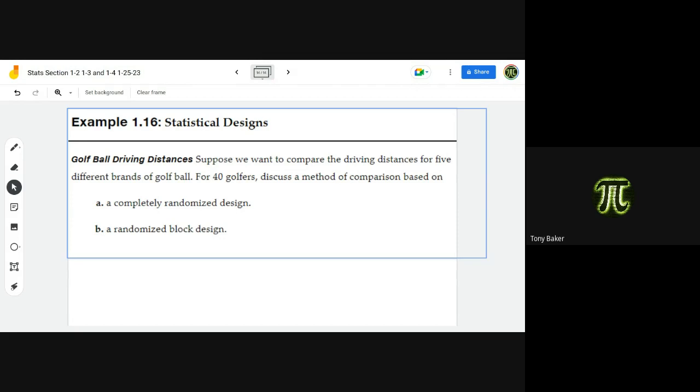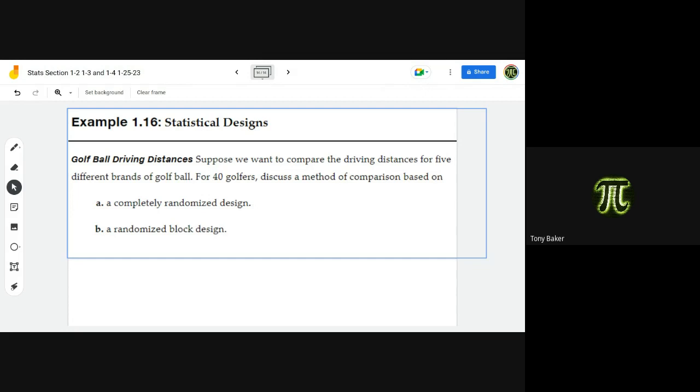Now, if I remember the example in the book, it actually doesn't do it this way. They give the golf balls to different golfers, have them hit it, and then average them out. But is that going to be a better representation than, like you said, having the golfers hit all the golf balls?